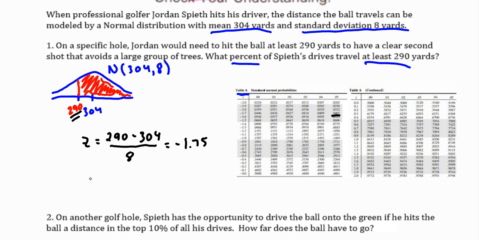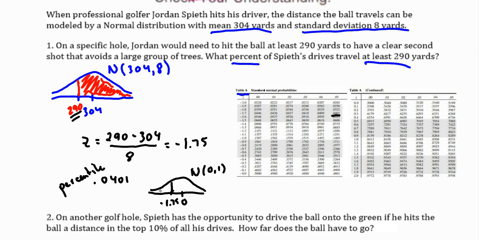What you can see then is 0.0401. Now, what did that give us? That actually gives us the percentile. So with this percentile, if I redraw this, I use my normal distribution and transform everything into a standard normal distribution. I have 0 right here, and we're going to have this negative 1.75 here.